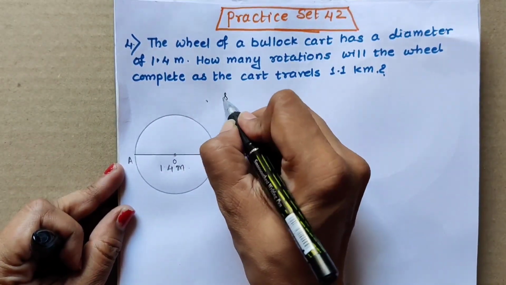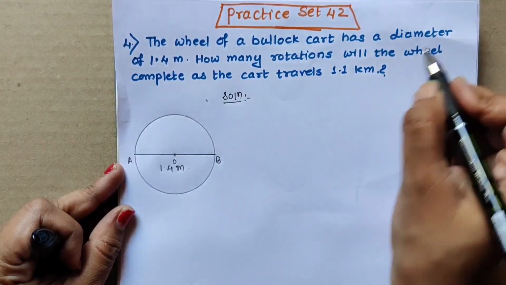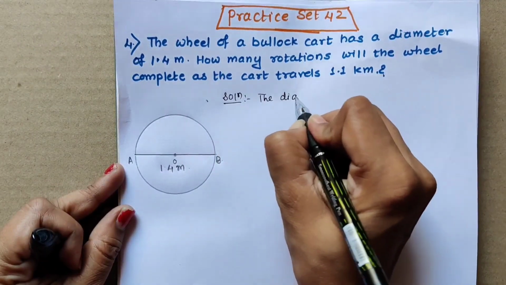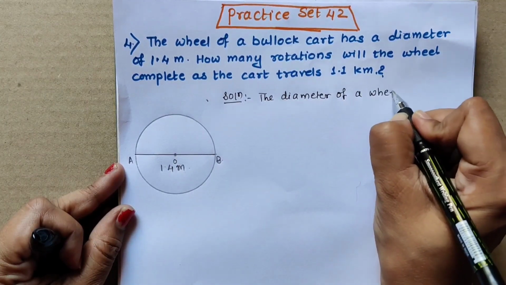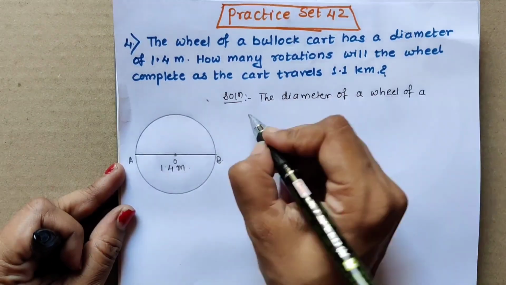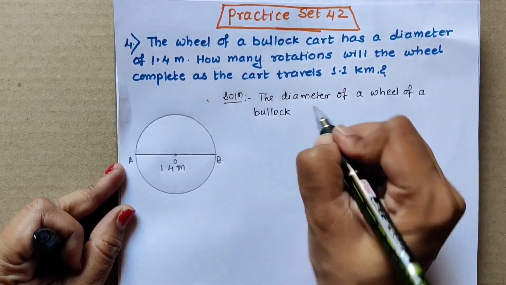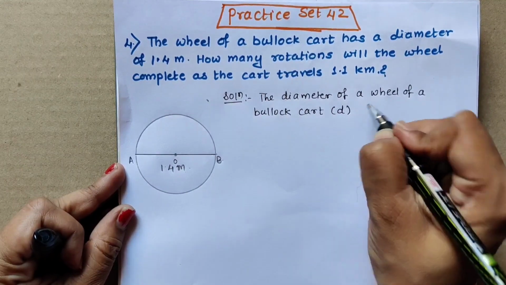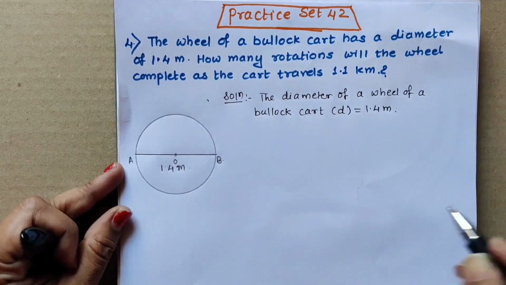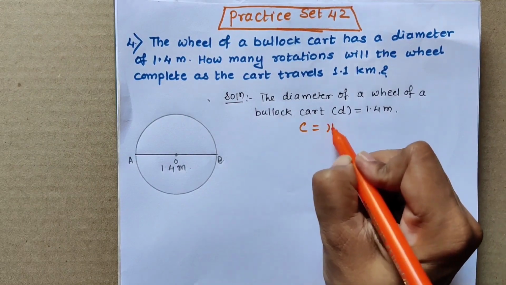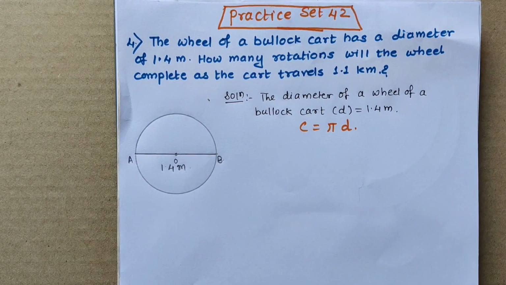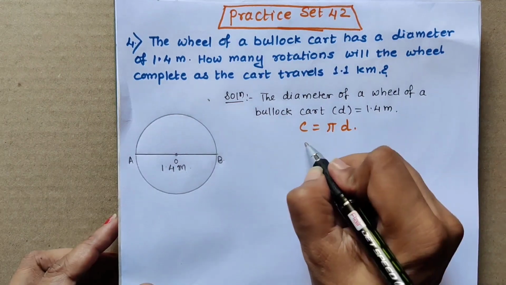So let us start our solution by writing the given: the diameter of a wheel of a bullock cart is given 1.4 meter. So see children, the unit is in meter. Now first we have to find out its circumference. As the diameter is given, we will be applying the formula C is equal to pi d, correct, because diameter is given. So let us find out the circumference.